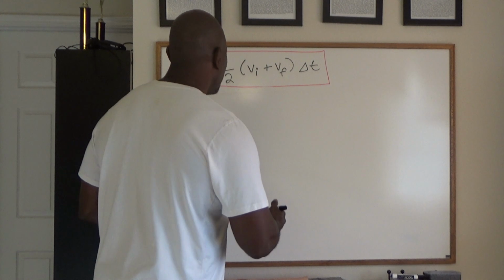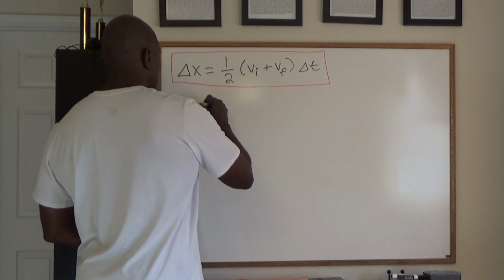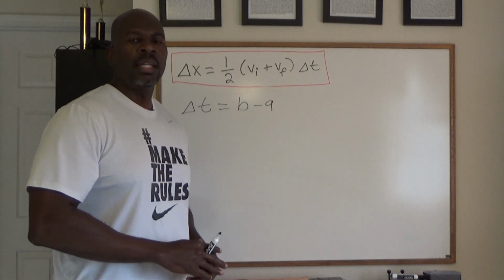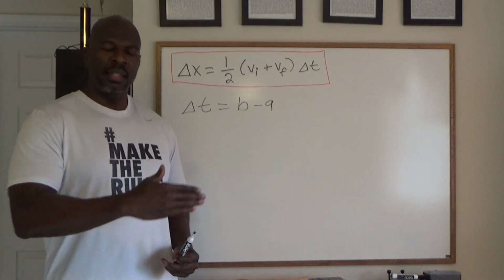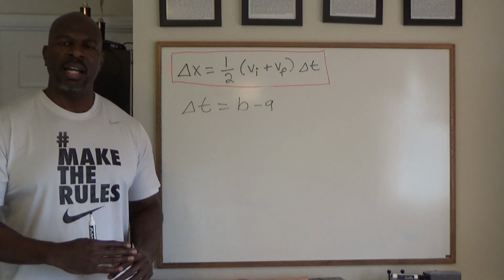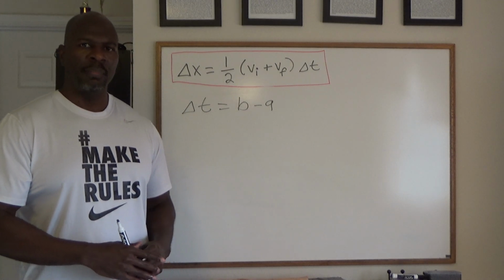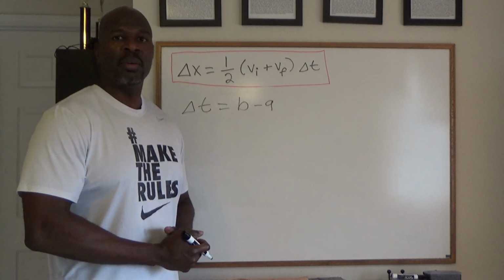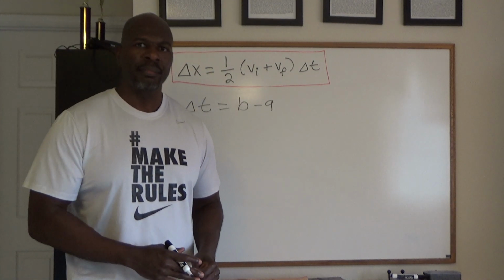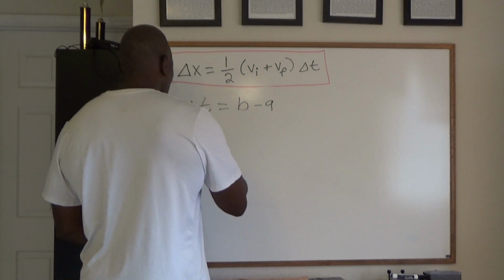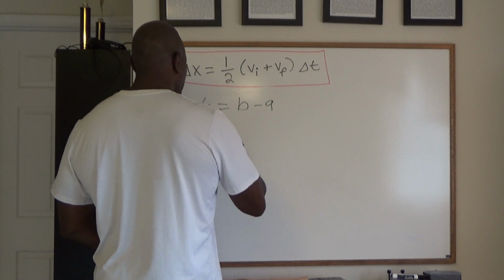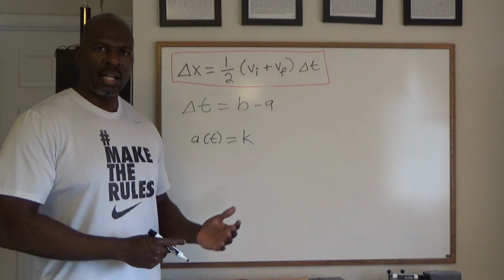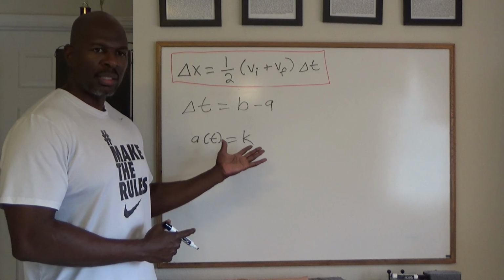So therefore, delta t would simply be b minus a. Again, b signifies the ending time and a signifies the starting time. Now, this particular scenario is dealing with a constant acceleration. So we can say that the acceleration function is a constant. That's how we say it in calculus: a of t equals some constant k.